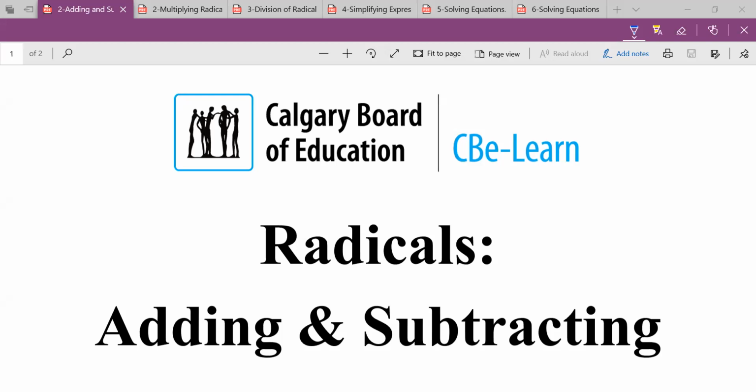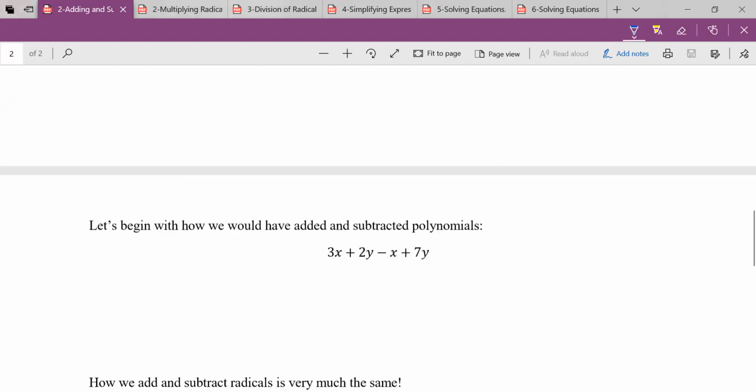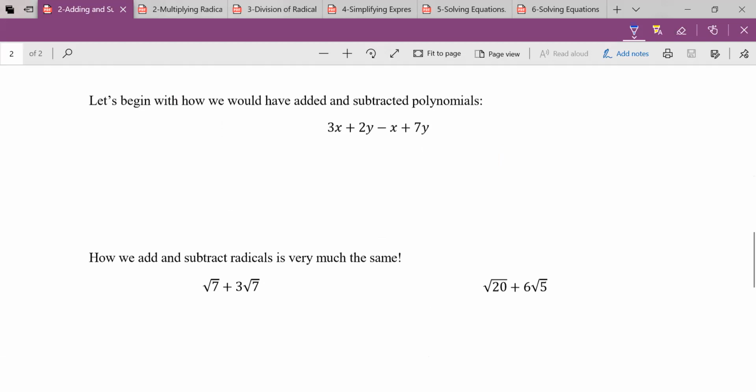What we're going to look at here is we're going to start adding and subtracting radicals. Here's the good news about this lesson. You've done something very much like this before. Let's go back and look at how we would add and subtract polynomials.